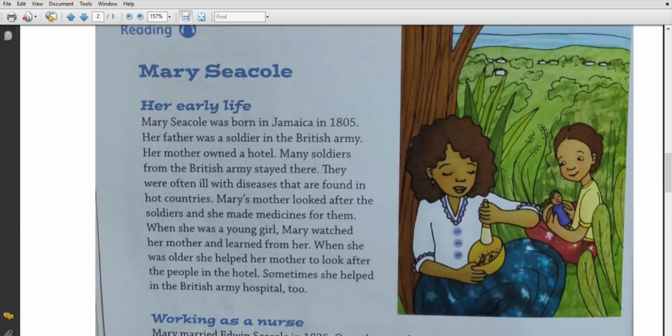Okay, I'd like you to answer this question. What did Mary learn from her mother? Okay, I've just said the answer. She helped her to look after the people in the hotel.